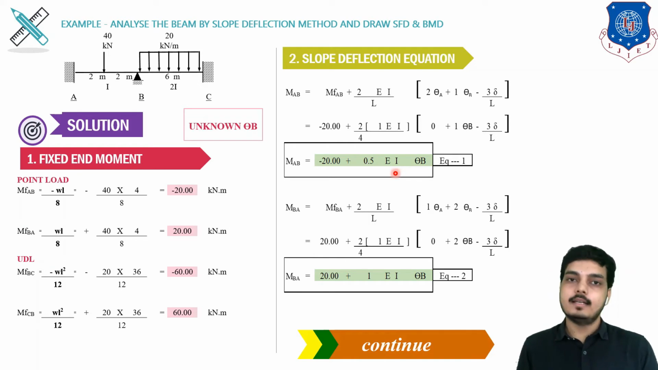So for that, let's see. Now I would like to mention that for the BC span there is a 2I. So in place of EI we will be putting 2EI. So ultimately, what will be coming? Let's see.